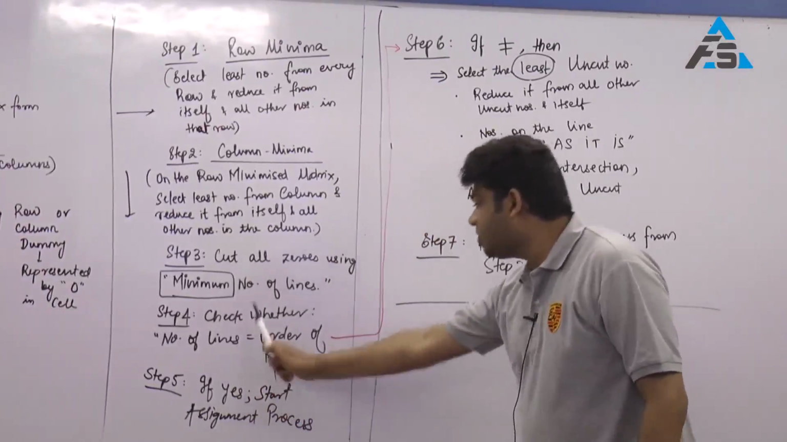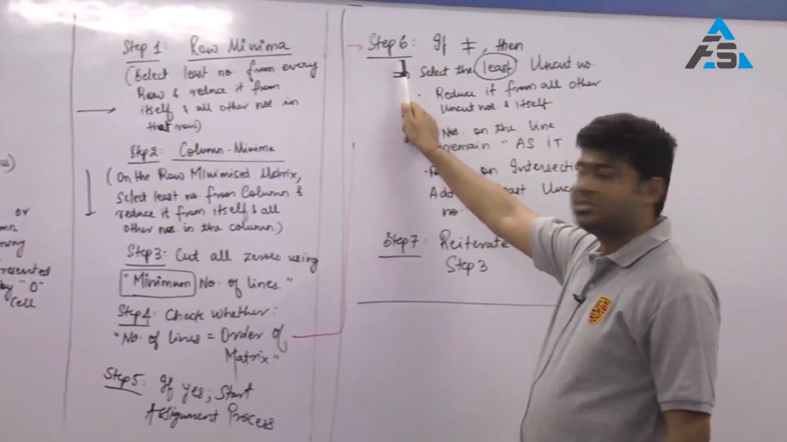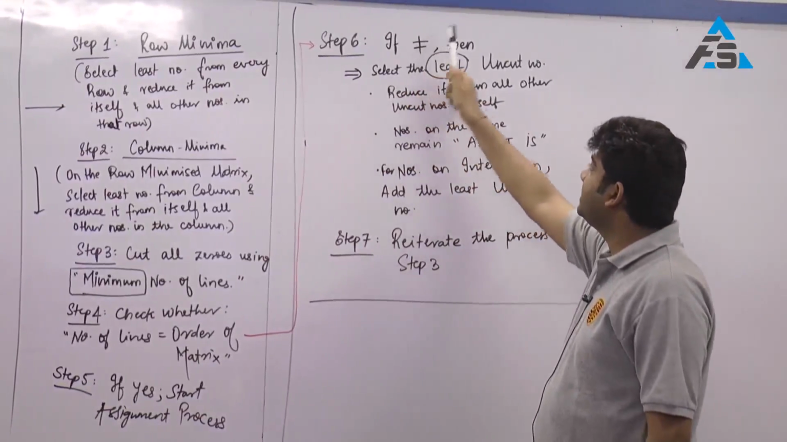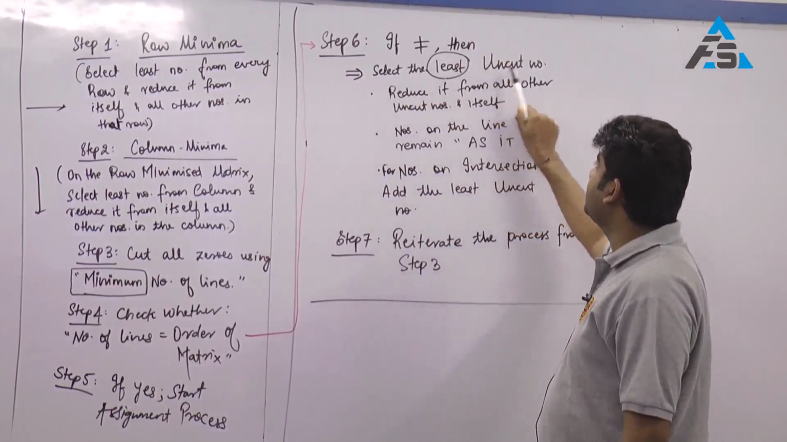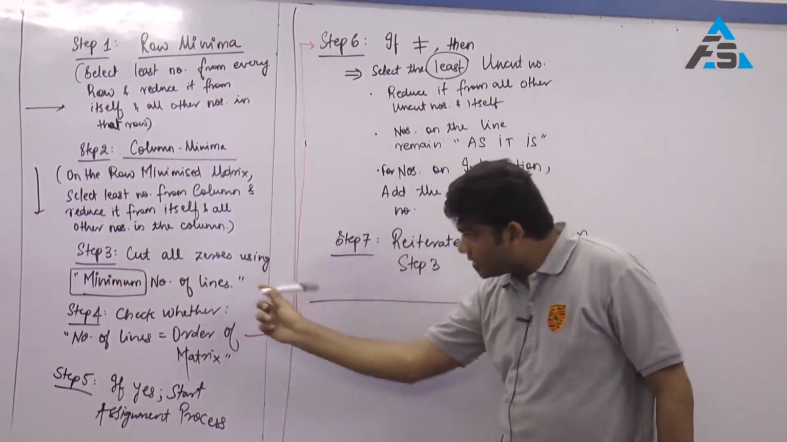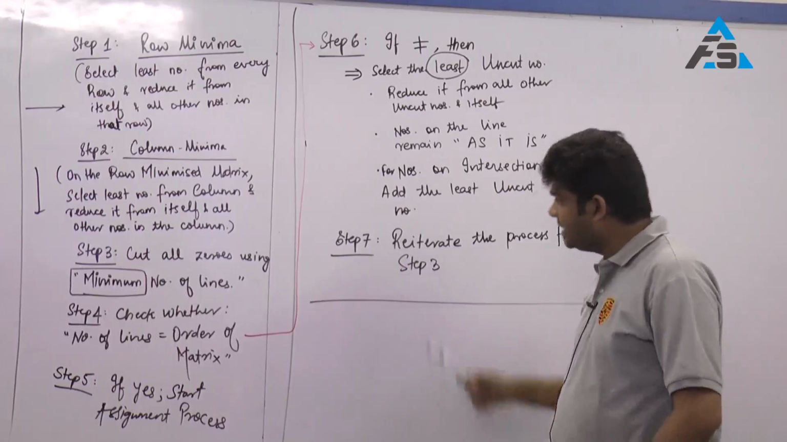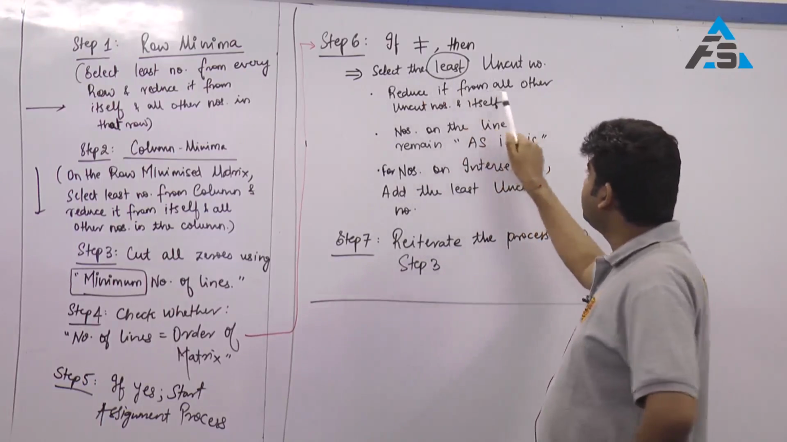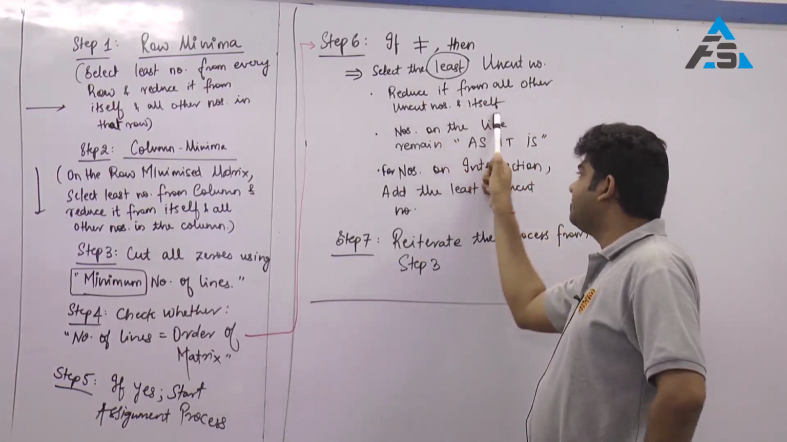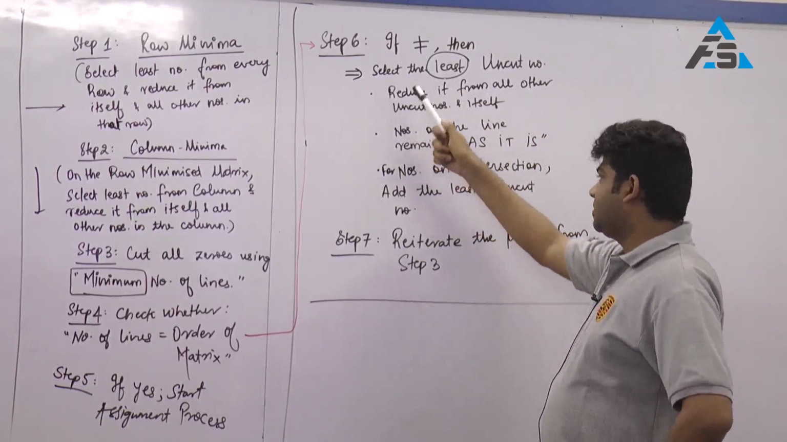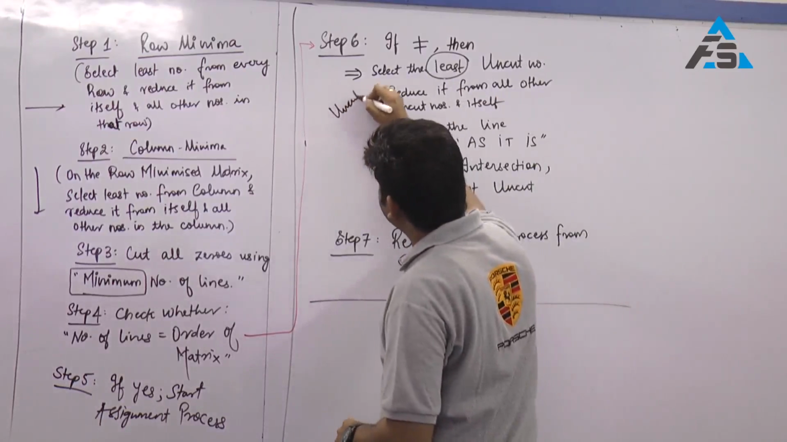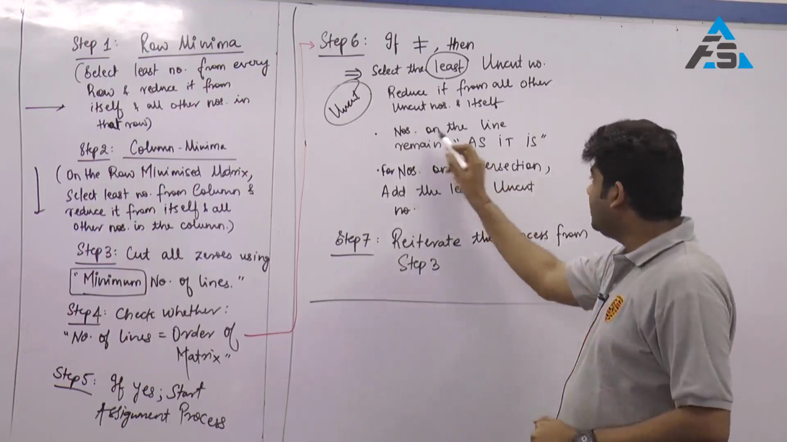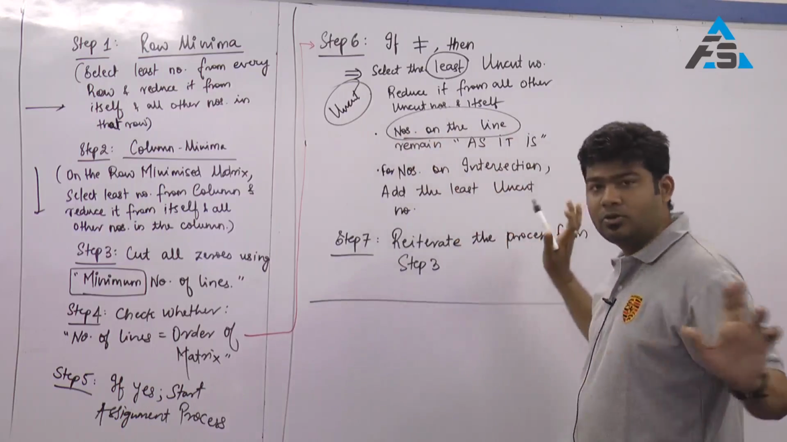If number of lines is not equal to order of matrix, then we have step 6, which says select the least uncut number. So now we have cut all zeros using minimum number of lines. There will be some numbers which are uncut. So select the least uncut number, reduce it from itself and all other uncut numbers. Then numbers on the line remain as they are, do not touch them.